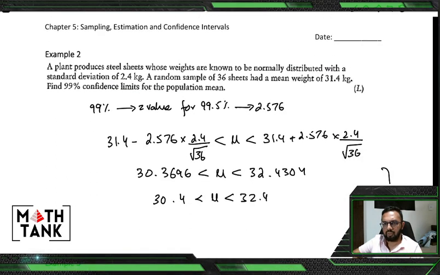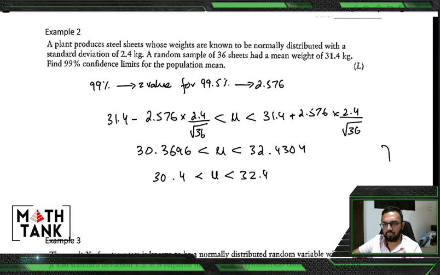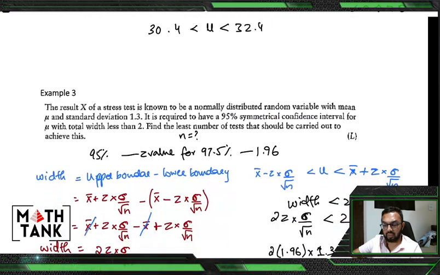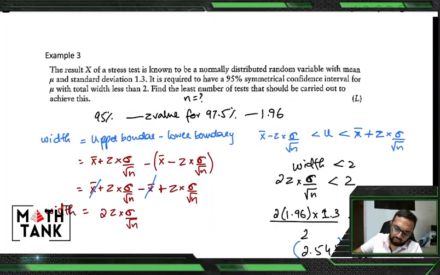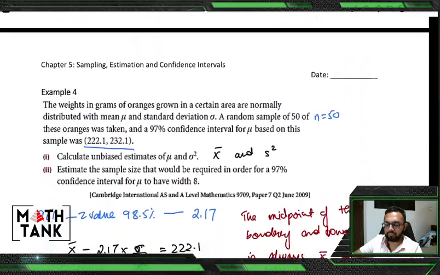The real challenge in these questions comes up when you have the confidence interval as unknown. Otherwise, questions are simple. That's something that I want you to remember. That's the formula for width. So that's 2 into z value into sigma over root n.